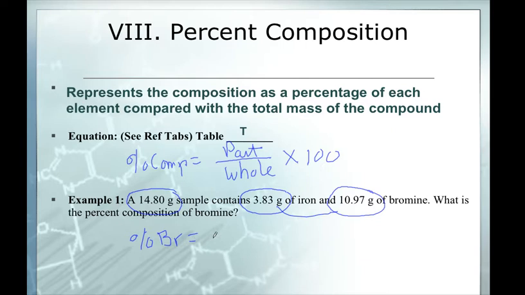So let's go and look at the equation. The whole is the total. The total of the sample is 14.80 grams. And since we're looking for bromine, the part of it is 10.97. We're going to divide that, 10.97 divided by 14.80. Of course, the 10.97 goes in the calculator first, and I believe it's going to come out to 74.12% bromine.